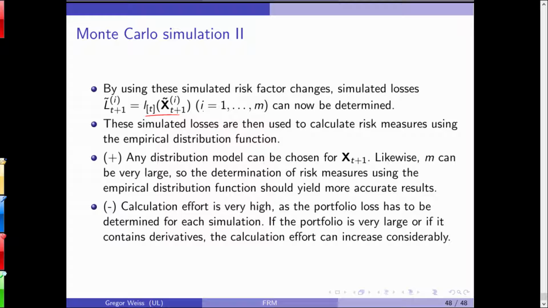Advantage is you can choose any distribution model for xt plus 1. M should be very large, and it should be very accurate if the model has a good fit. Problem is, it's quite computationally complex. You need a computer that calculates a lot, that simulates a lot from very complex distributions. And for a simple portfolio, this is no problem. But as soon as you have financial derivatives in it, this could get very demanding computationally. Okay, so this is Monte Carlo simulation.